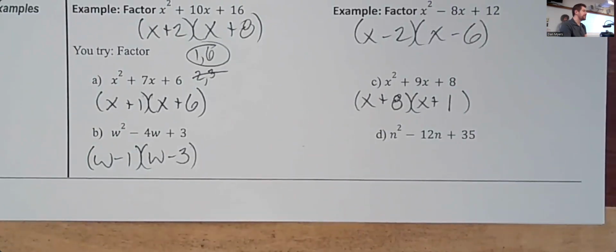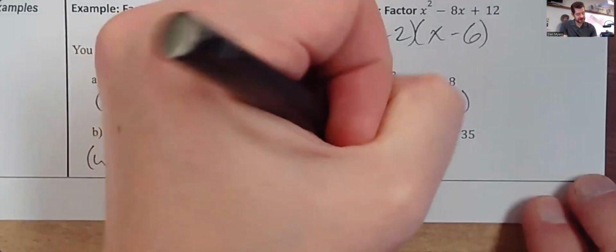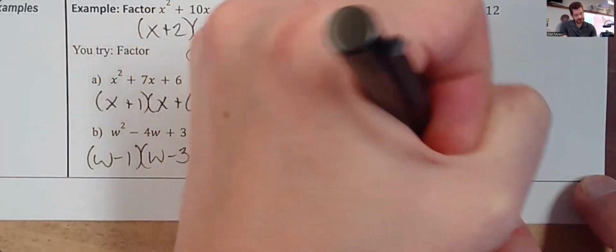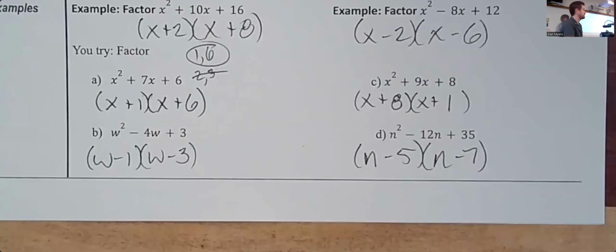Next one here, 35. I can only think of 2 factor pairs for 35. 1 and 35, and then 5 and 7. So which one's going to work on this one? 5 and 7, both negative though. So n minus 5 times n minus 7. All right. Not too bad, right? A nice like one-step process. Once you figure out your correct factor pairs, you're good to go.